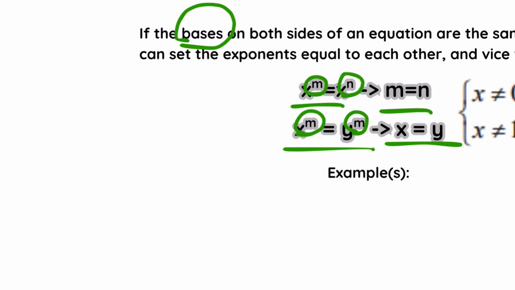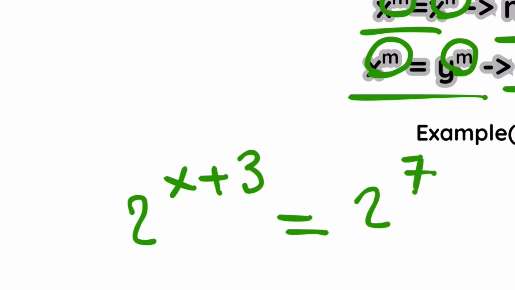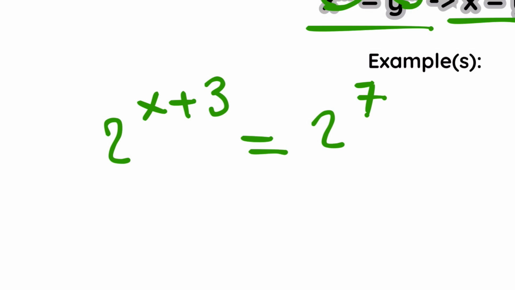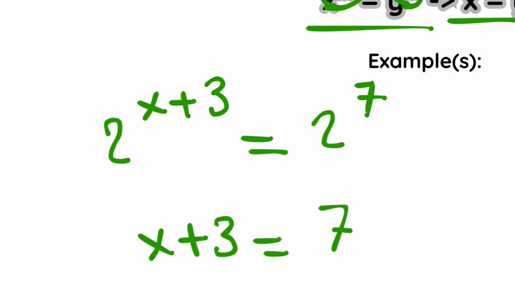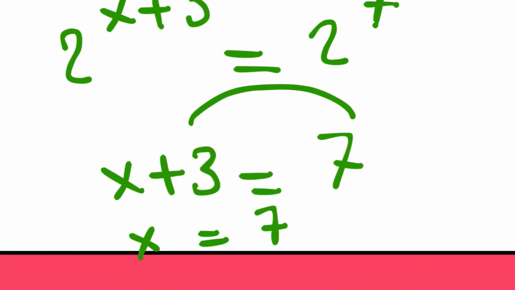So, for example, I have 2 to the power of x plus 3 equal to 2 to the power of 7. And in this kind of situation, they ask me for x. They tell me what is the value of x. So I know that my bases are the same, so I'm going to put the exponents in an equation. So x plus 3 equals 7. And right now, I can simply find x. x is going to be 7 minus 3, which will be 4.